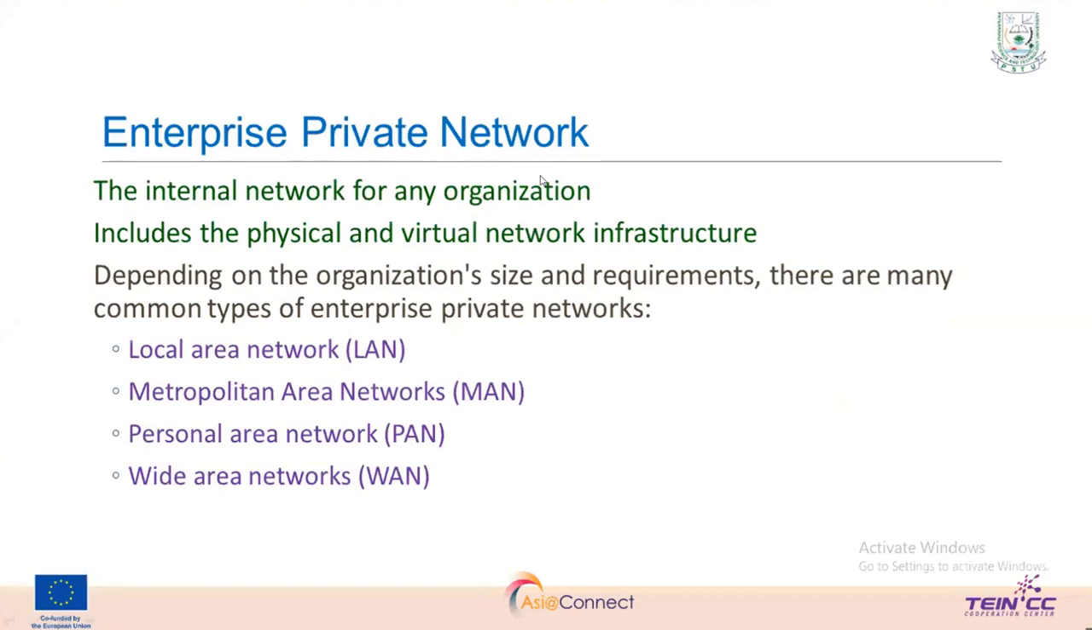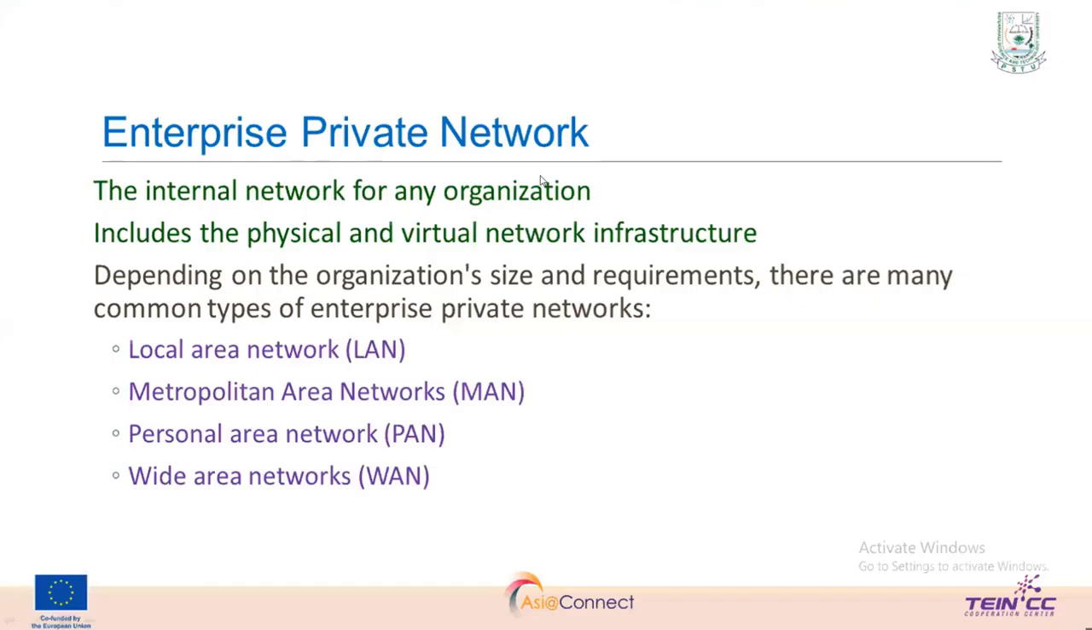Enterprise private network. According to the size of the network, we can divide our computer network into different categories, like local area network, metropolitan area network, personal area network, or wide area network, and these networks are also called enterprise private networks. The internal network of an organization or outside of an organization included the physical requirement. There are many common types of enterprise private networks: local area networks, metropolitan area networks, wide area networks, and personal area networks.